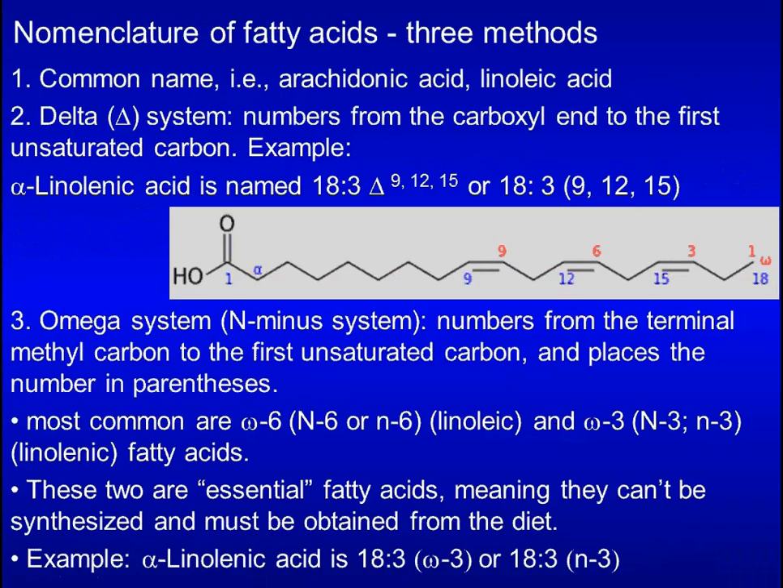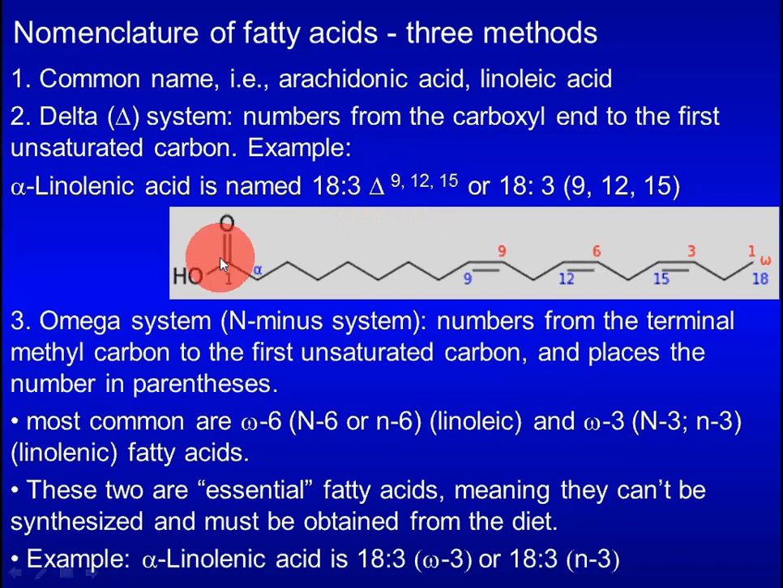There are 3 methods to name a fatty acid. First is to use the common name. For example, arachidonic acid, linoleic acid. Second is the delta system. Following this system, the first number describes the total number of carbons. The second number describes the total number of double bonds, followed by a delta sign, and position numbers of double bonds.